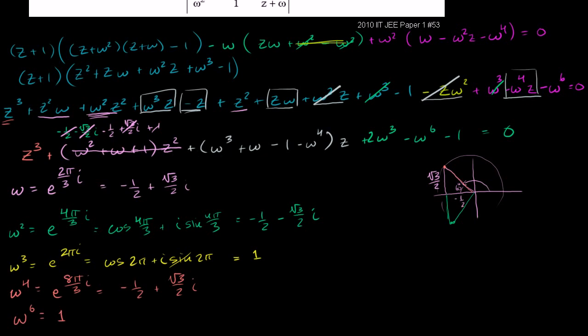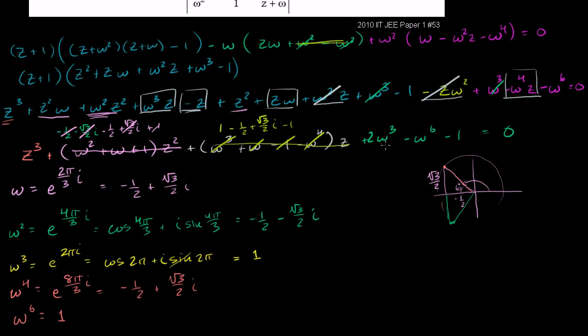Now let's look at this over here. This is omega cubed. Omega cubed we know is 1, plus omega, which is negative 1/2 plus square root of 3 over 2 i, minus 1, minus omega to the fourth. Well, omega to the fourth is the same thing as omega. So you have omega minus something that's the same thing as itself. Those are going to cancel out. Omega cubed is 1, so the 1 and the 1 are going to cancel out. So this is also equal to 0. So I think I see a pattern here.